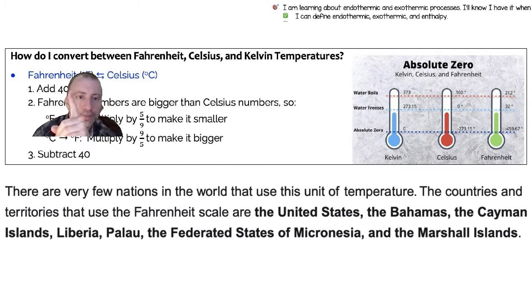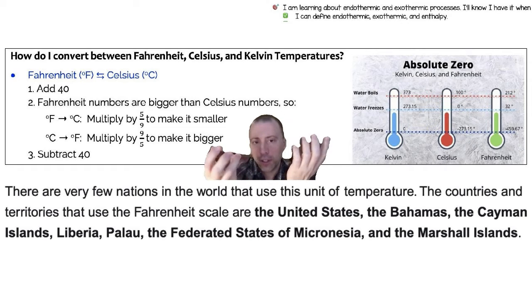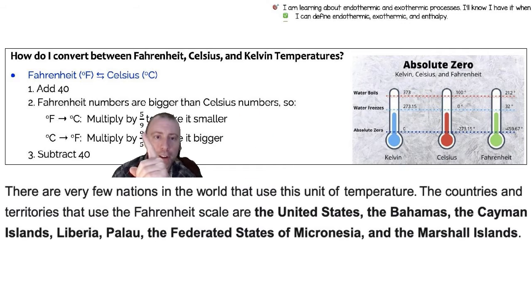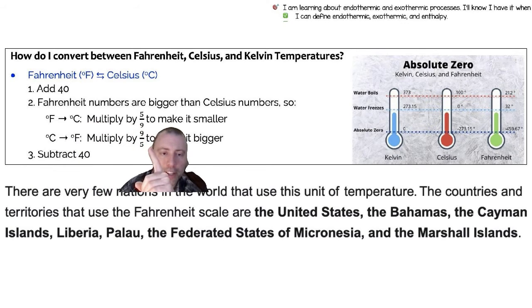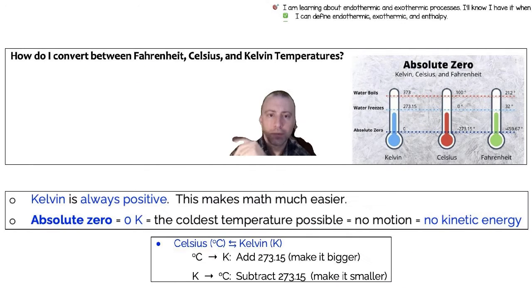You're going to add 40, regardless of whether you're going from Fahrenheit to Celsius, and then Fahrenheit's a bigger number always. Celsius is a smaller degree. So you're going to multiply by 5/9 to make something smaller. 5/9 is less than 1. So if you're going from Fahrenheit to Celsius, multiply by the number less than 1, 5/9. Whereas if you're going from Celsius to Fahrenheit, you're trying to make it bigger. You'd multiply by 9/5, and then you'd subtract 40. This always works and is much easier to remember.